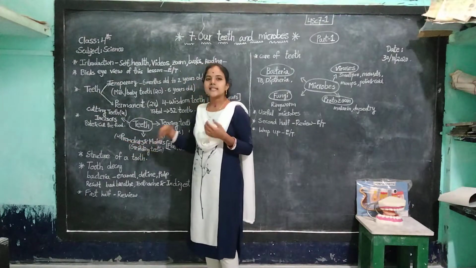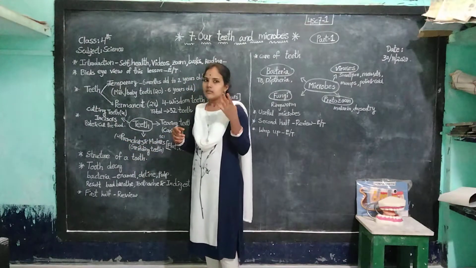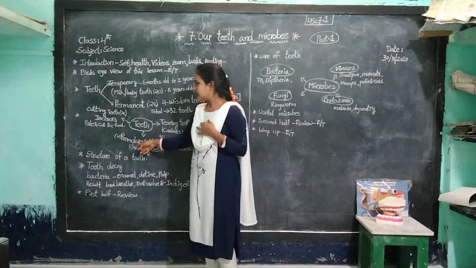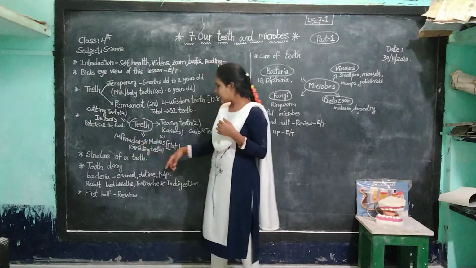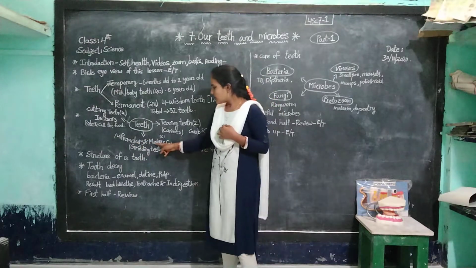And next one, premolars. How many premolars in each jaw? 4. We have 2 jaws, that's why 8. Here 8 plus 4, 12. 12 plus 8, 20.